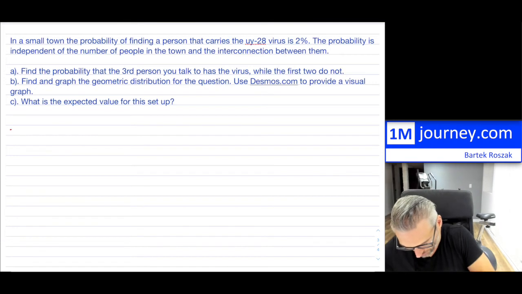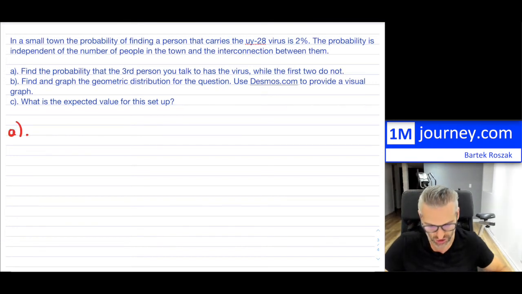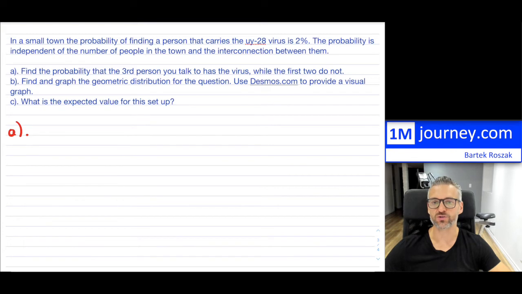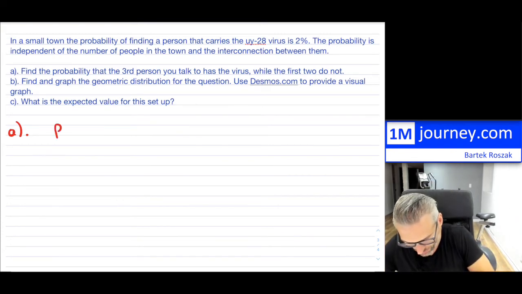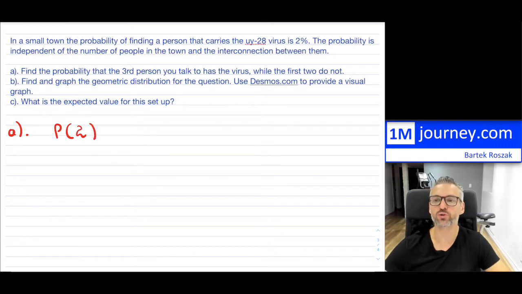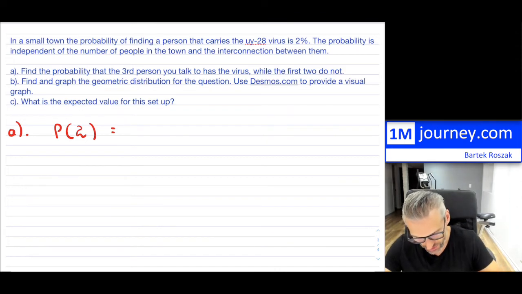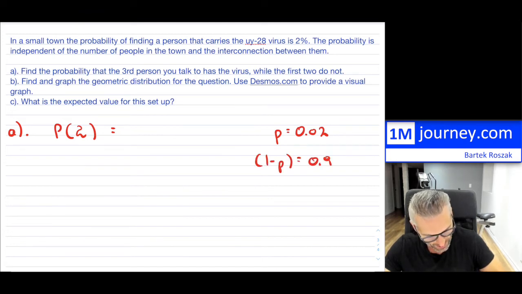Okay, so this is an example of the geometric distribution when we're going to be graphing it, and you'll see that in part B. But let's say I wanted to find the probability that the third person has the virus. That would mean the probability that I have 2 unsuccessful trials, where small p is 2%, so 1 minus p is 0.98.